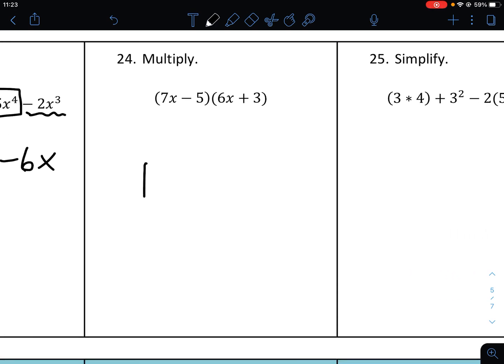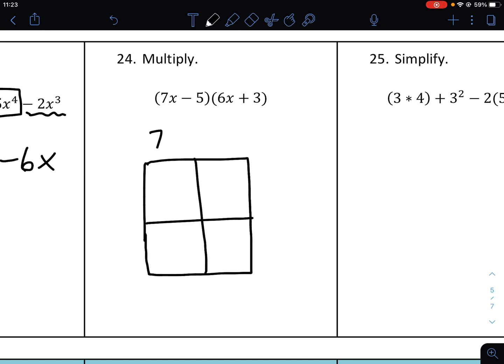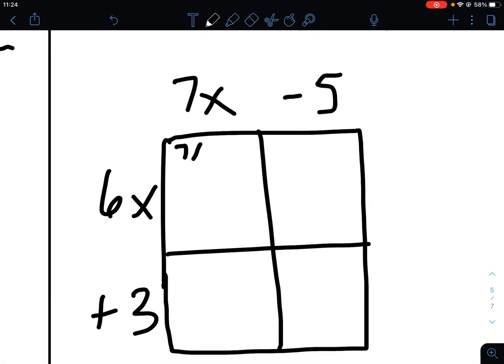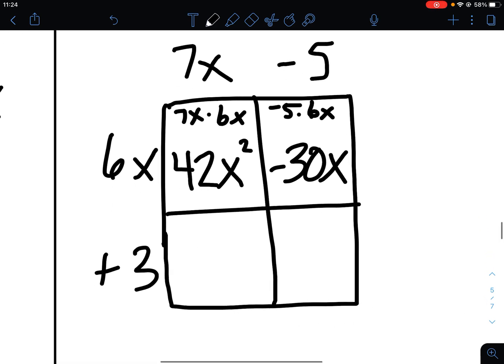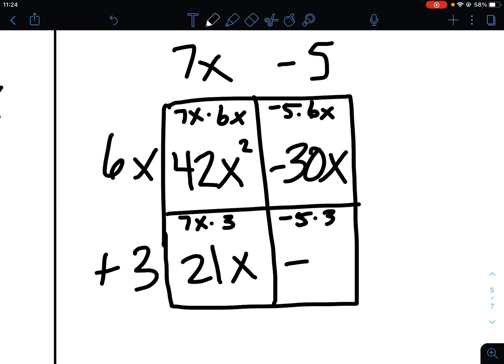For 24, again, we're multiplying 2 binomials, so we'll set up our multiplication table for organization. 7x minus 5 times 6x plus 3. So 7x times 6x is 42x squared. Negative 5 times 6x is negative 30x. Watch your exponents. 7x times 3 is 21x. And then finally, negative 5 times 3 is negative 15.